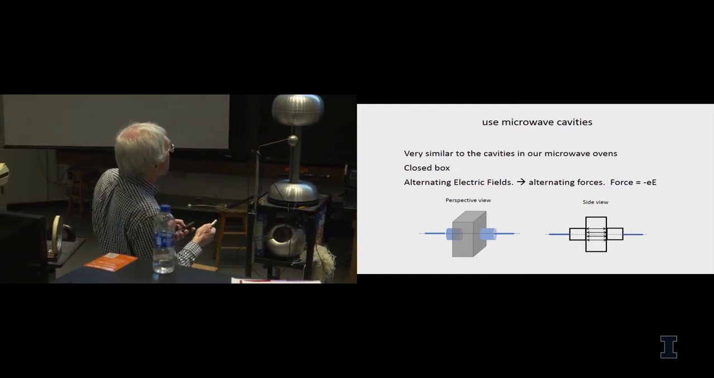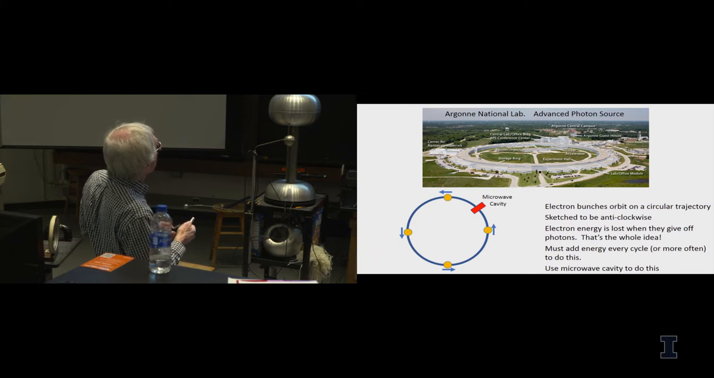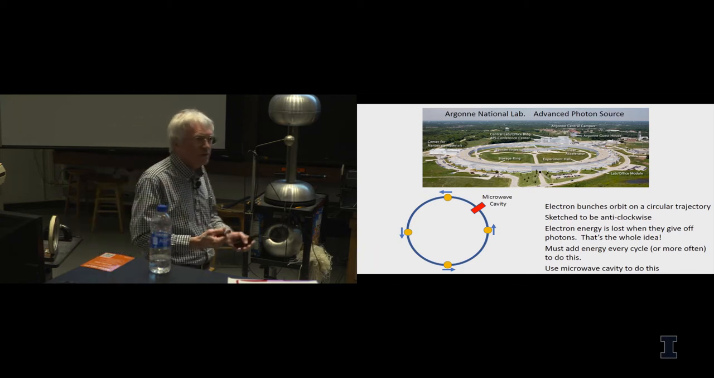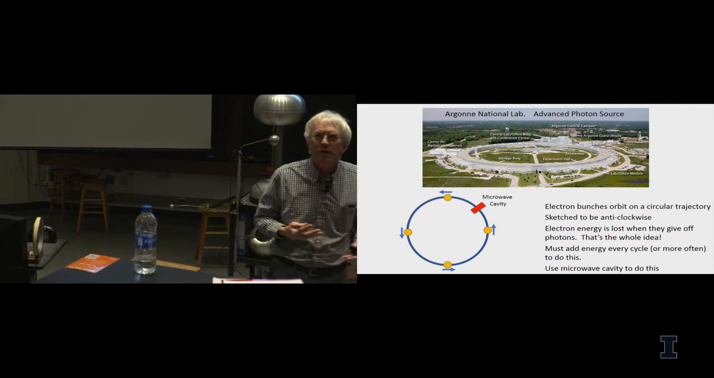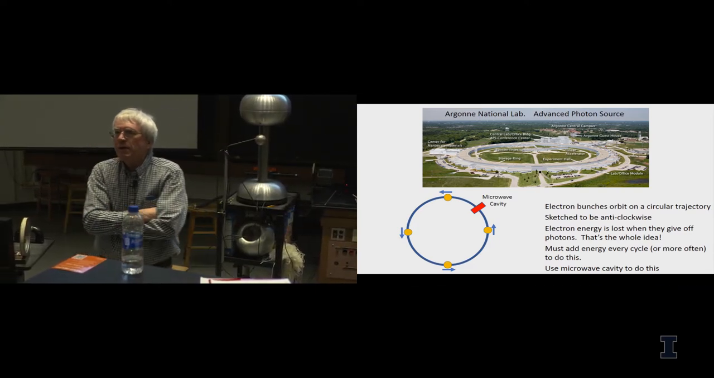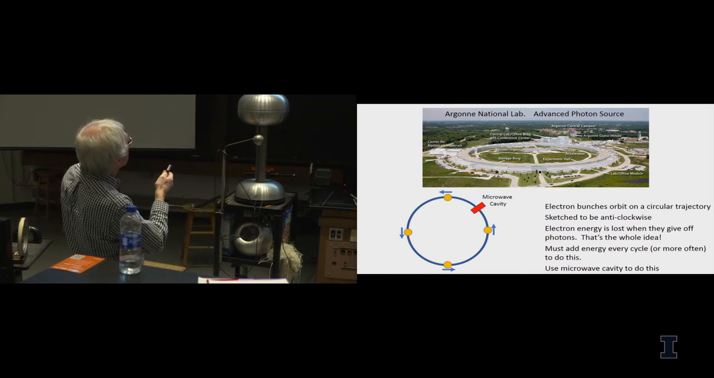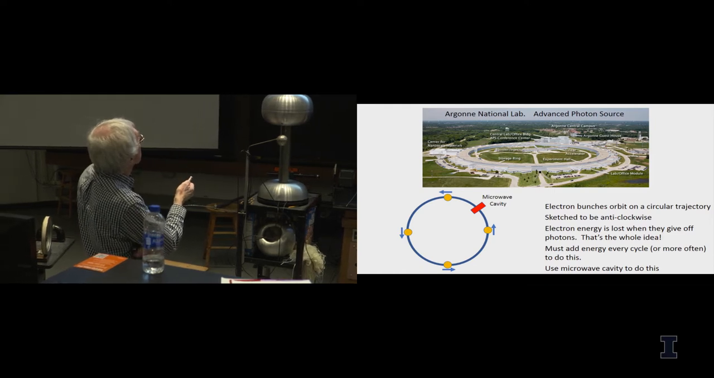That's the kind of cavities that we want to consider right here. And these are used for a variety of reasons. I want to tell you first about sort of an inverse use that these cavities have. That's a picture there of a facility at Argonne National Lab up in Chicago area. And it's a ring, and it's called a storage ring or a synchrotron.